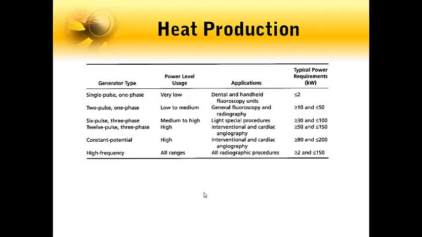This is the table of generator types, the power level usage, application, and also the power requirements in kilowatts. For a single phase or single pulse generator, the power usage is very low, less than 2 kilowatts, and usually in dental X-ray or handheld fluoroscopy units. Nowadays, we mostly use constant potential or high frequency. For high frequency, the power level usage is high, for all types of radiography procedures, and the power requirement is more than 2 kilowatts, less than 150 kilowatts.